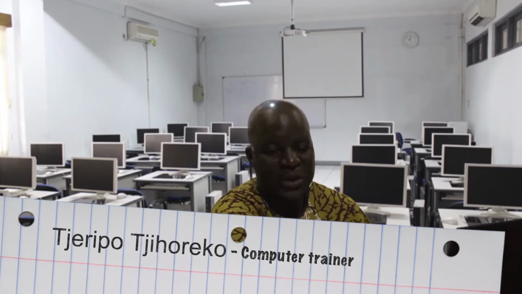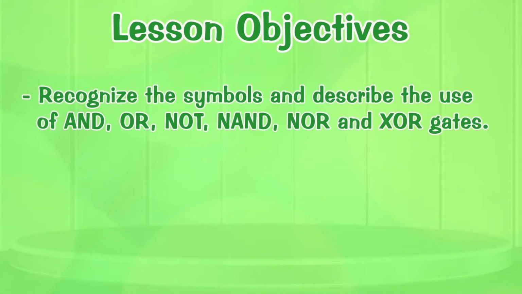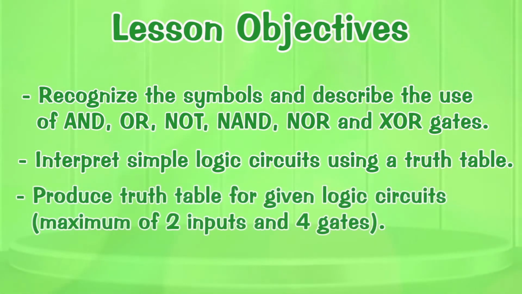Our topic for today will be on logic gates and circuits. Now, before we get into details, let's just quickly look at the objectives. Number 1, recognize different symbols of logic gate. Number 2, interpret logic circuits using truth table. And number 3, finally, produce a truth table for different logic circuits.